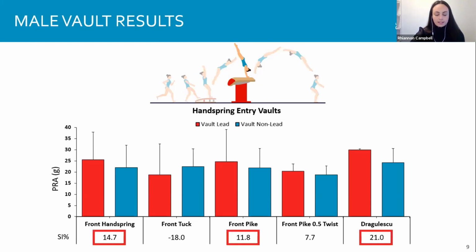We've got the front handspring, the front pike, and the Dragulescu vaults showed the leading limb experiencing a higher level of loading, whereas in the handspring front tuck, it was the non-lead forearm that was experiencing that greater load. Now, similar to the Yurchenko here, handspring style vaults also have a contact phase that appears symmetrical, but once again, we did see asymmetrical loading present.